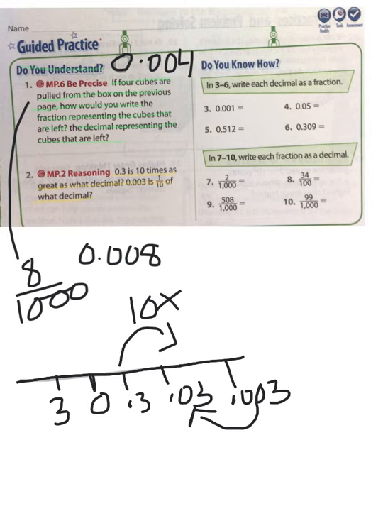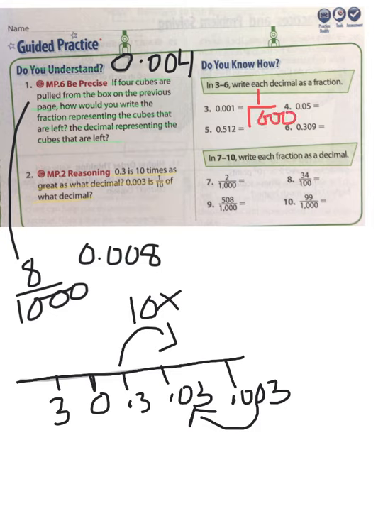All right, we are going to do numbers 3 through 6 and 7 through 10 together. Write each decimal as a fraction. So for my first one, I have 1/1000. So I'm going to have 1 over 1,000. I'll do the top over here, and then the bottom I'll do underneath.